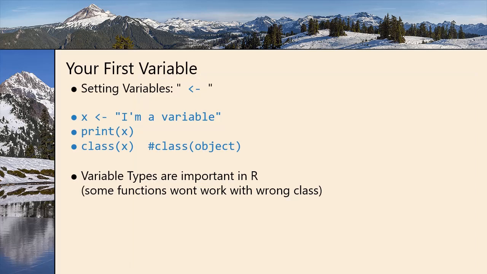In R, we set variables with a backwards arrow, a less than sign with a dash. We can see that x is set here to "I am a variable". We can print that variable again using print. And class is a useful function to understand what type of variable it is. Variable types are important in R. Some functions won't work correctly with the wrong variable type.